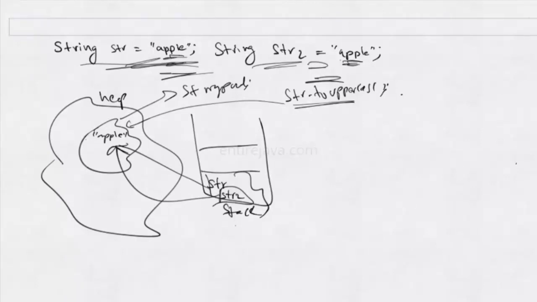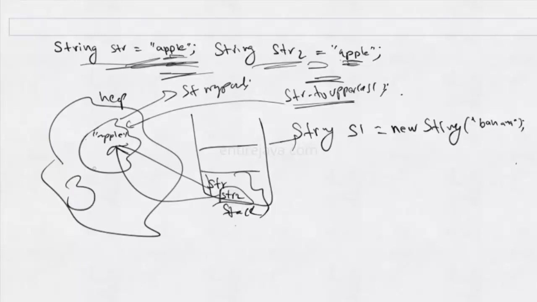But just in case you decide to not bother about memory, and you decide to create a string object in heap memory, there is a way to do that as well. So this is how you do that. String s1 equals new String, and then you pass the string as an argument to the constructor of this class, say, banana. This instruction will create an object inside the heap memory, as well as a copy inside the string pool.